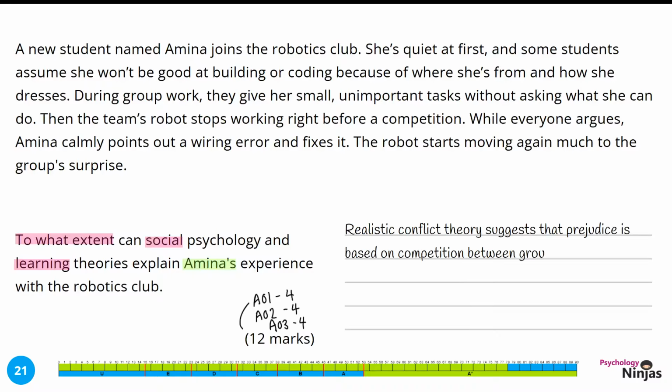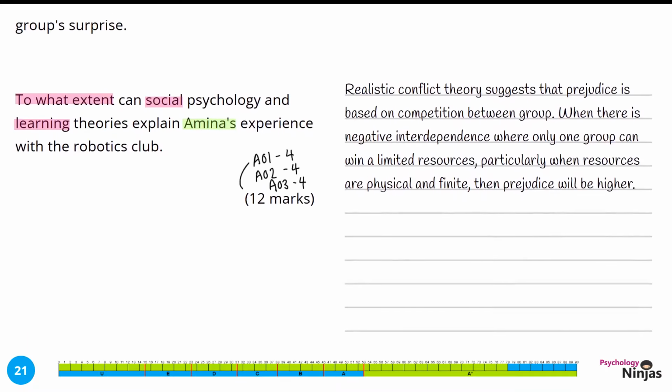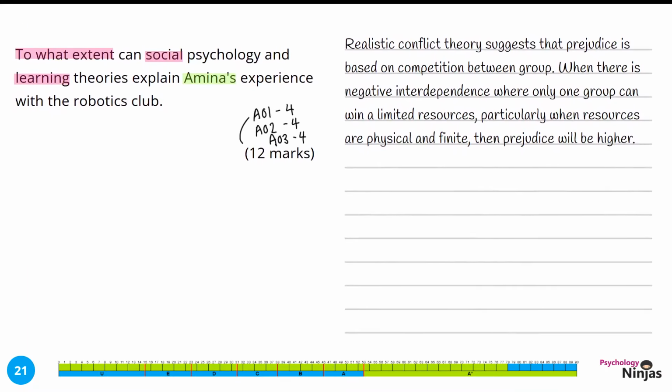If we're thinking about this, we're going to start with social psychology. Realistic conflict theory suggests that prejudice is based on competition between groups. When there is negative interdependence, where only one group can win, and limited resources, particularly when resources are physical and finite, then prejudice will be higher. We've shown our psychological knowledge of realistic conflict theory with a range of key terms for this particular theory: competition, negative interdependence, limited resources, and the fact that this results in prejudice.